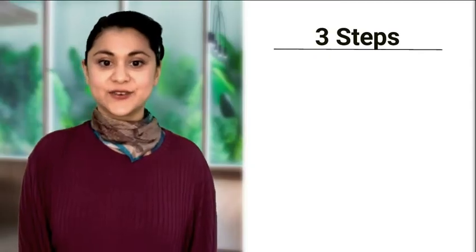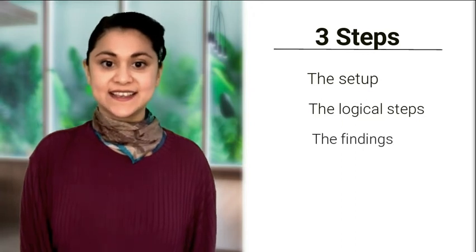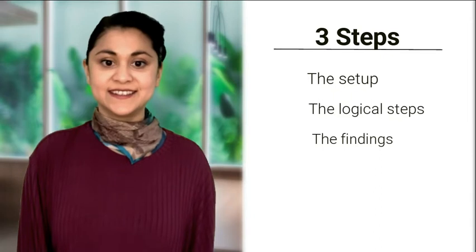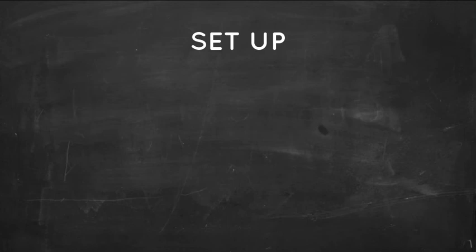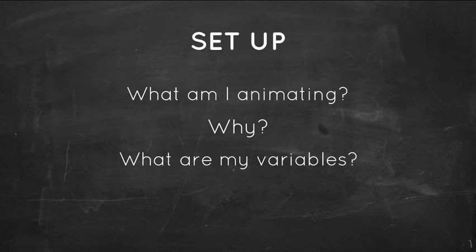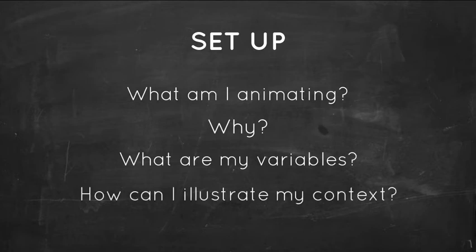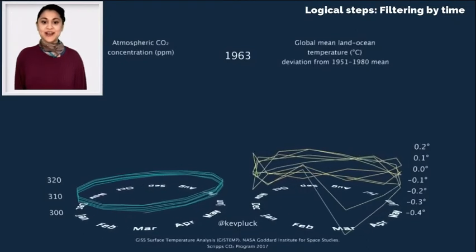You can create such a story in just 3 steps: the setup, the logical steps, and the findings. That is, what trend or what pattern does your data story show? In order to set up your data story effectively, you should ask questions like, what am I trying to animate? Why? What are my variables? In order to convey meaning to your audience, you need to help them become aware of the context of what they're seeing.